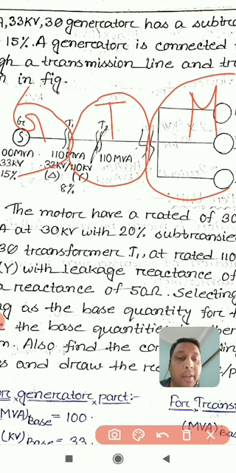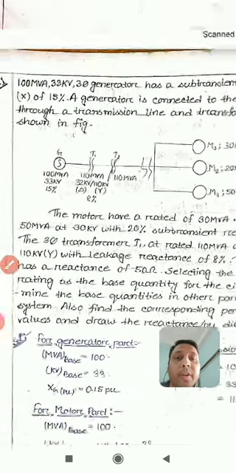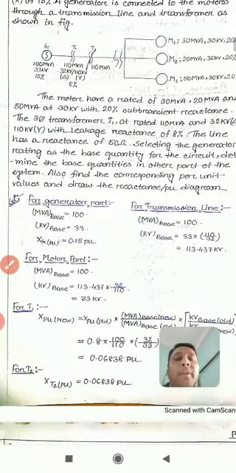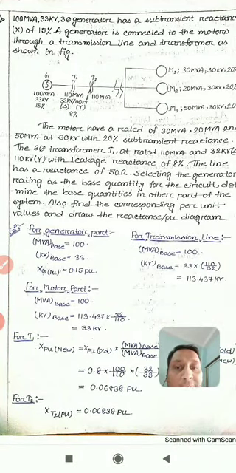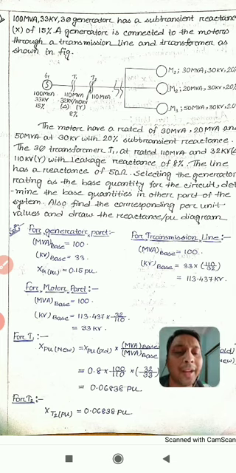First of all, we have to define the base. If you read the question, any base can be considered, but here it is given that the base of the generator should be taken as the base quantity. So the generator base here is 100 MVA, 33 kV. You can take any base depending on you, or they can give it themselves. You could take 200 MVA, 66 kV, any base you can consider.